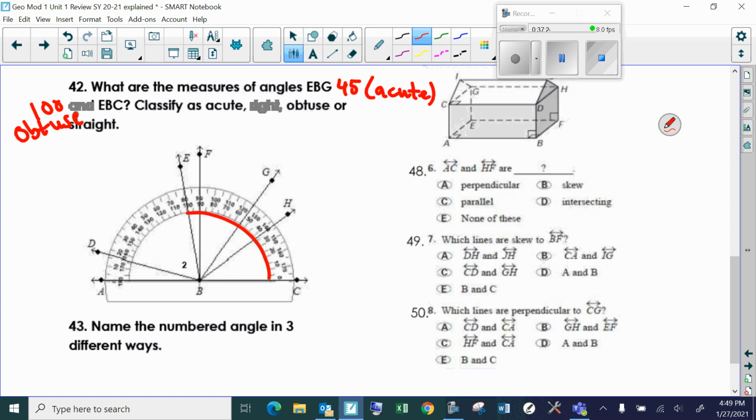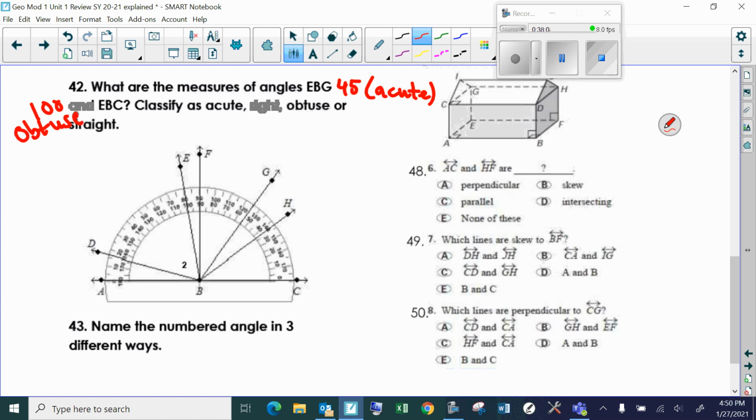Okay, and then 43 says name the numbered angle. Here's the numbered angle in 3 different ways. So we can call it angle DBE. We can switch the order and call it angle EBD. Okay, and we can call it angle 2. Why can we not call it angle B? Because there are at least 10 different angles associated with angle B right there. You can only use a single letter if there's only one angle. All right, so there's that.